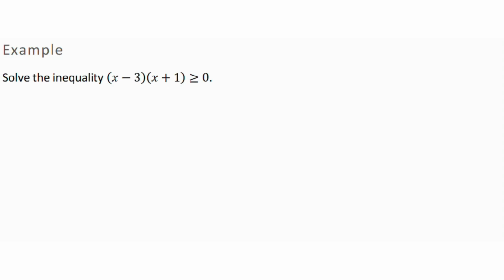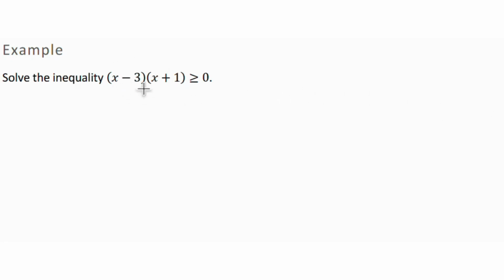Solve the inequality (x - 3)(x + 1) ≥ 0. Now there are two approaches to solving these questions, either using the graph or using what is known as a sign diagram or sign table. My personal preference is the graph, but I'm going to show you both methods here so you can see and you can choose which one you prefer. Let's start with the graph.